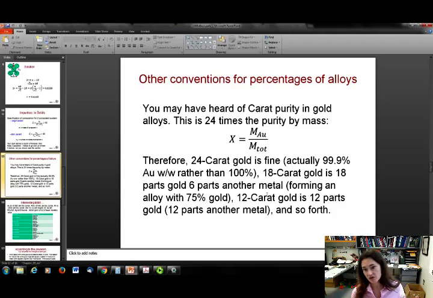And 12 karat gold, for example, would be 12 parts gold, 12 parts another, and that's 50% gold, so on and so forth.